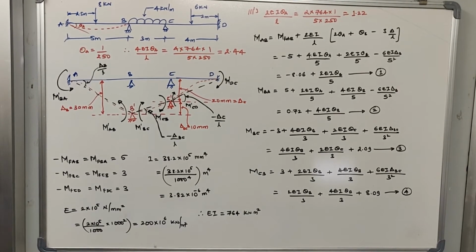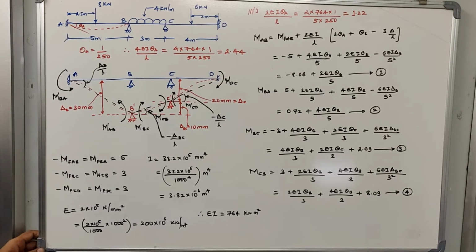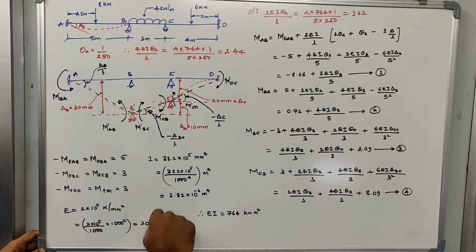Now just for the simplification sake, what I have done is that I have multiplied the E and I values and written it here. So E multiplied by I will give you 764 kilonewton meter square. Okay, once we have converted the units of A and I, now we can start solving the problem.